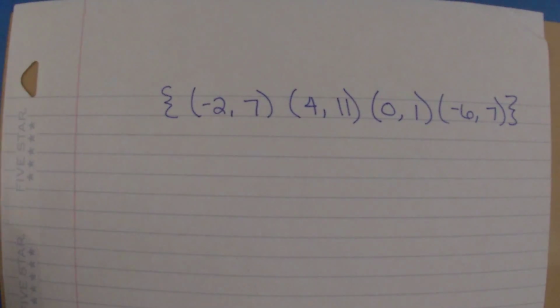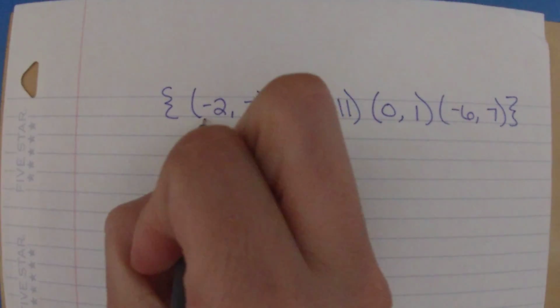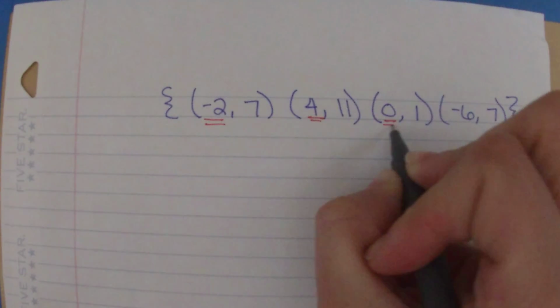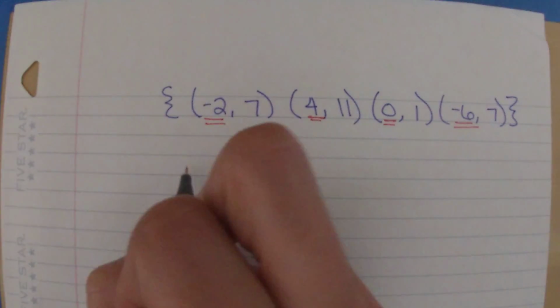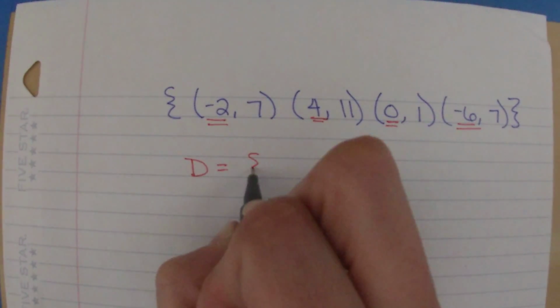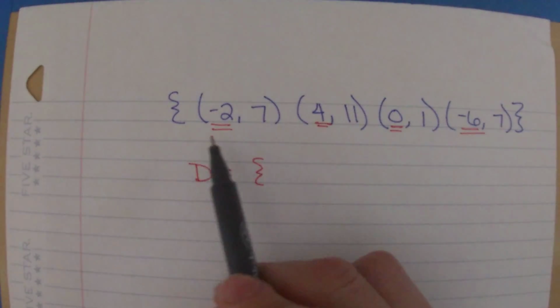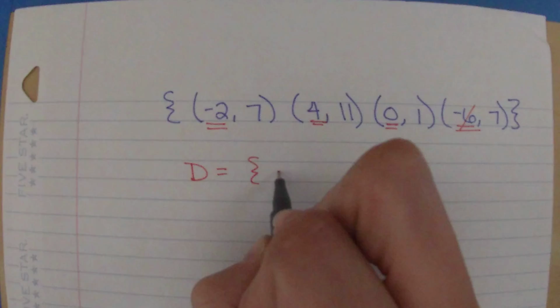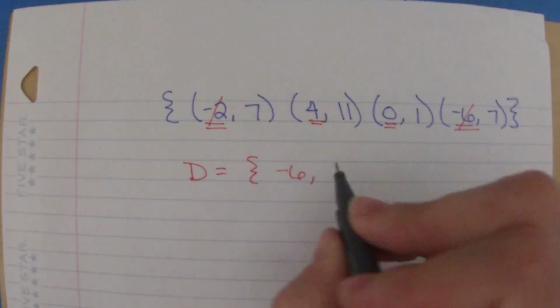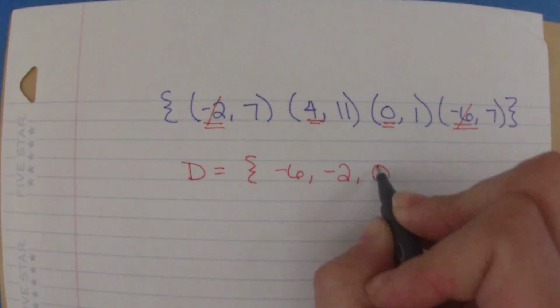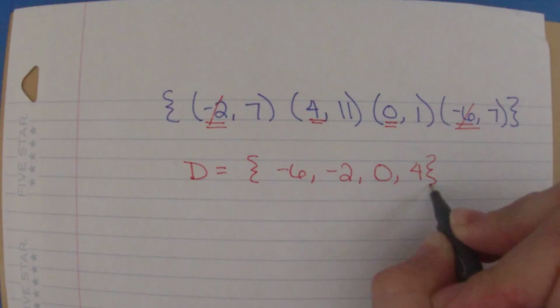So our domain is asking us to look at the X values. So here are my X values, right? Always the first number in an ordered pair. I'm listing it in my squiggles, my braces, and I need the smallest number first. So -6 is my smallest. Then I have -2, then 0, then 4.